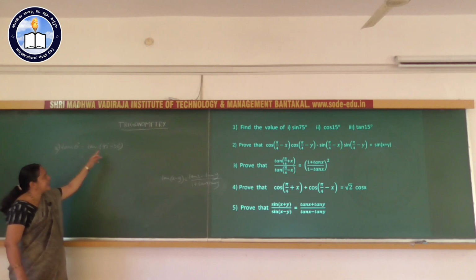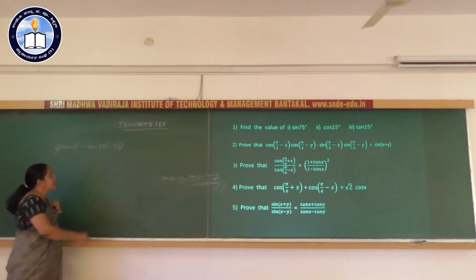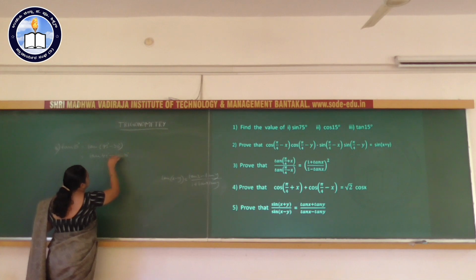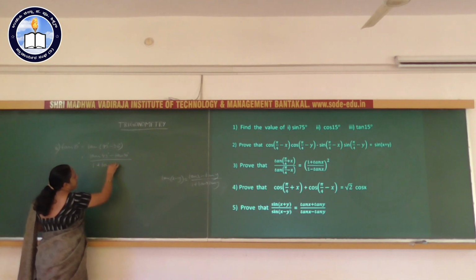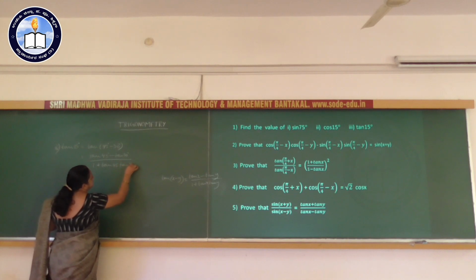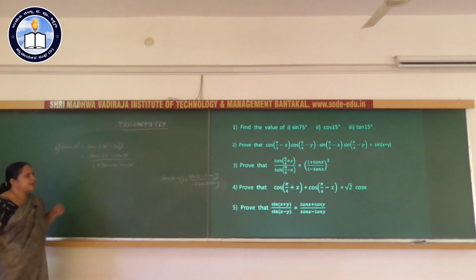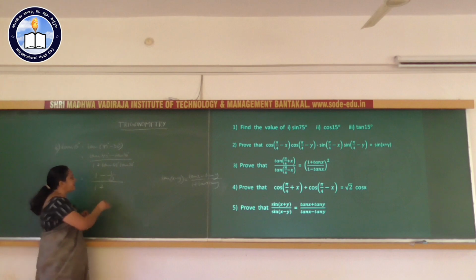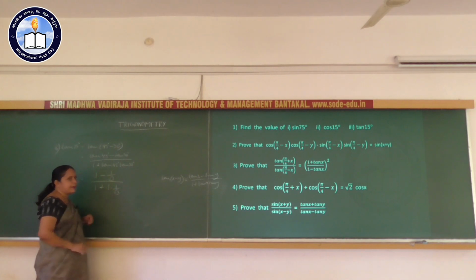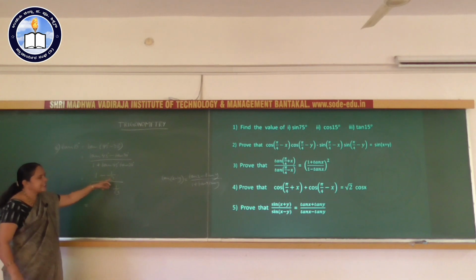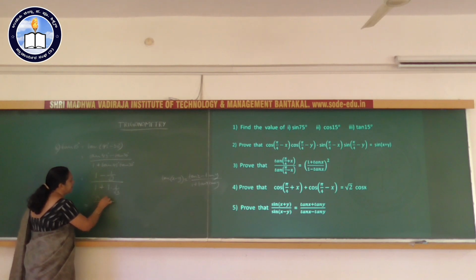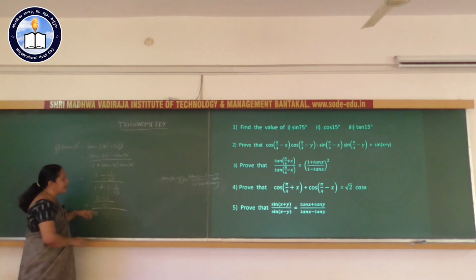So here x is 45 degrees and y is 30 degrees. So tan 45 minus tan 30 divided by 1 plus tan 45 into tan 30. That's equal to tan 45 degrees, 1, minus tan 30 degrees, 1 by root 3, divided by 1 plus tan 45, 1, tan 30, 1 by root 3. That is equal to, we can take root 3 as the common denominator, root 3 into 1, root 3 minus 1, divided by 1 plus 1 by root 3.